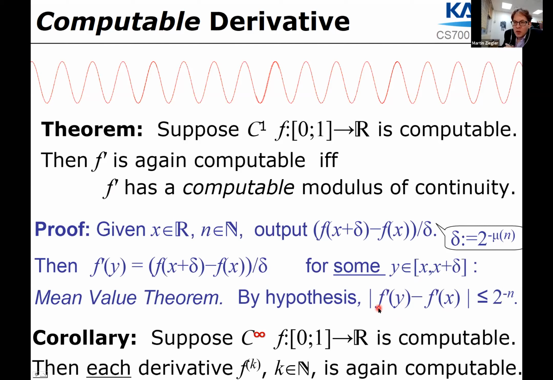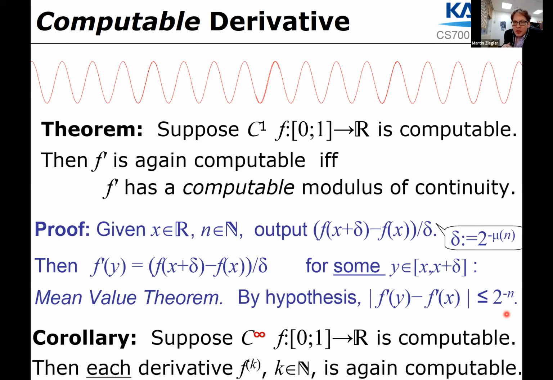That's the definition of modulus of continuity. Since x and y have distance at most 2 to the minus mu of n, therefore, by the definition of modulus of continuity, the values of the derivative differ by at most 2 to the minus n, which was exactly what we claimed and were supposed to do, namely approximate the value of the derivative at x.